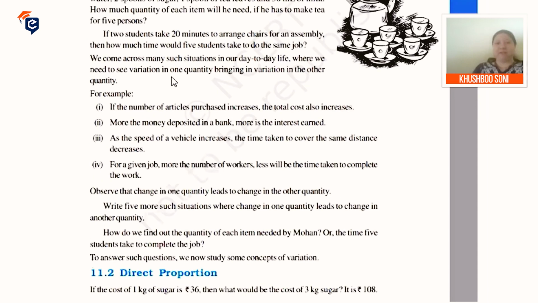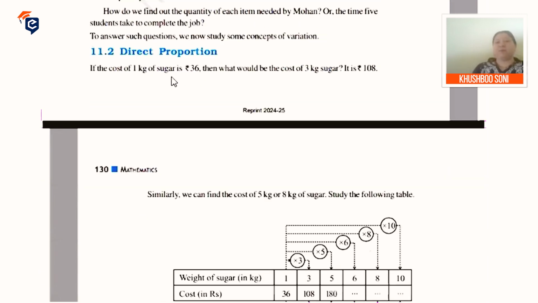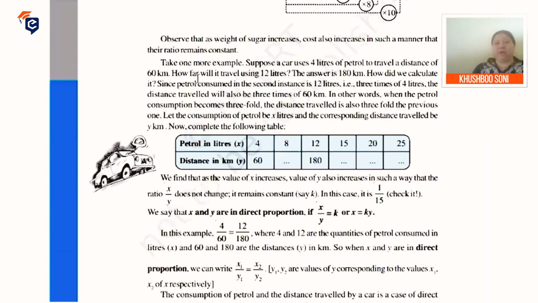Here you can see direct proportion. Direct proportion means whenever something is increasing. Let's take the example given here. If petrol is increasing, you will find that the distance covered by the person is also increasing.